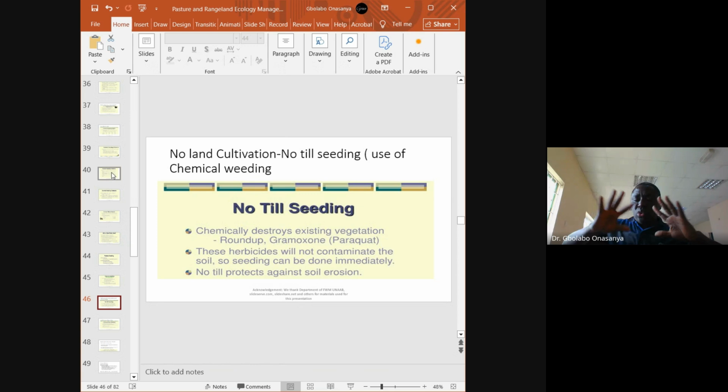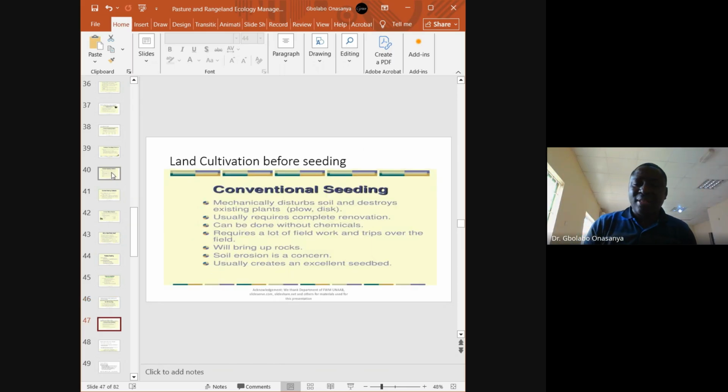So when we are doing seeding, we may do no land cultivation. We use chemical application, we use herbicide, for weed control. We take care of the weed with herbicide, and then we plant our seed. Or we have land cultivation before seeding. In this, we will do land clearing, land tilling, we may do plowing, we may do harrowing, before we now plant our seed.